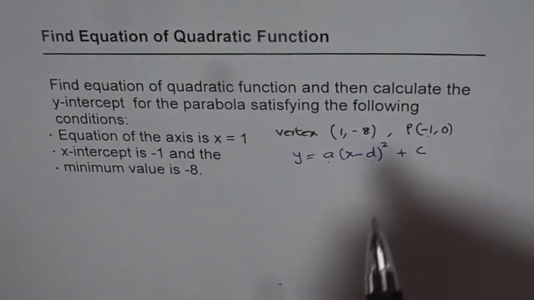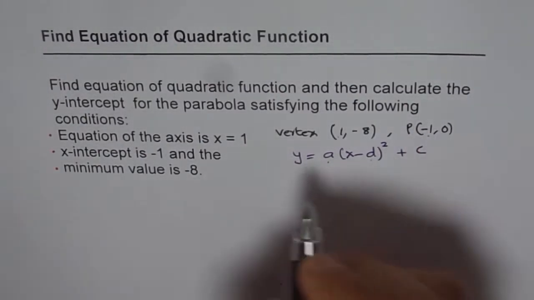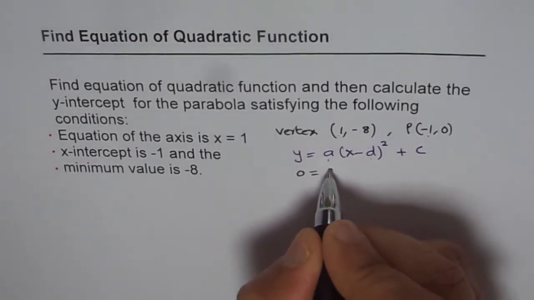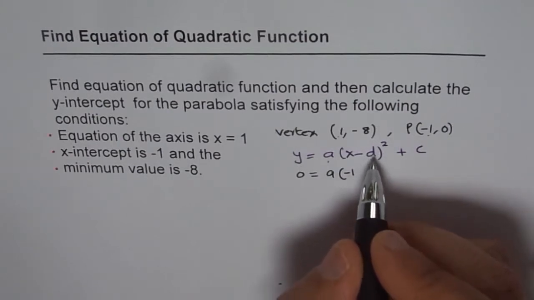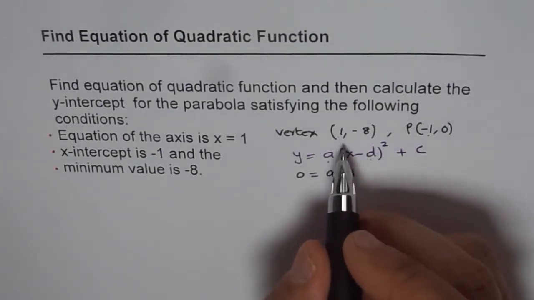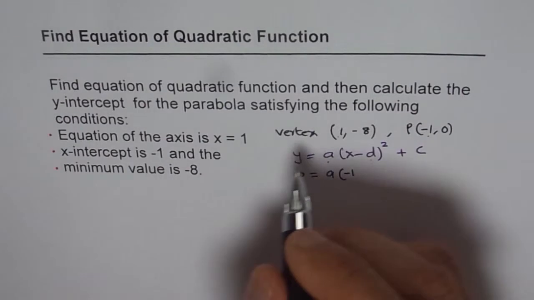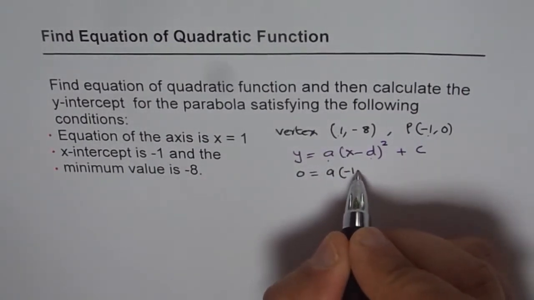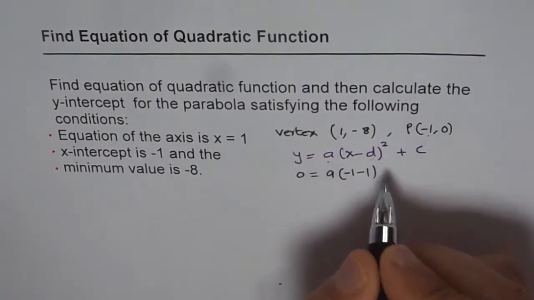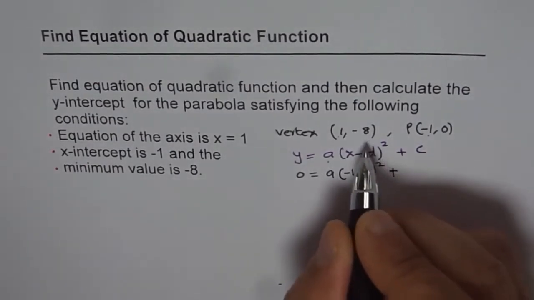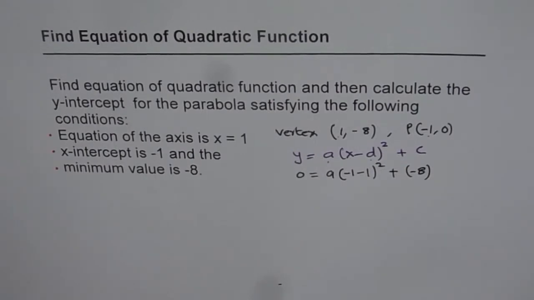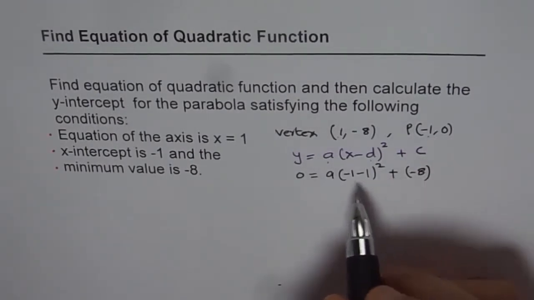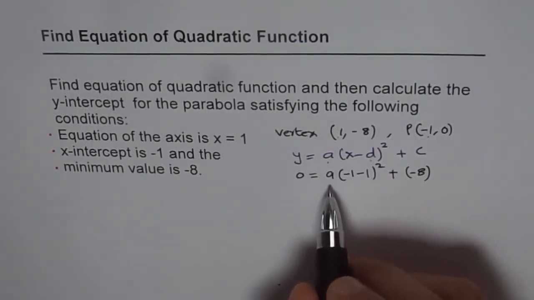Right? So y for us is 0. a we need to find. x is minus 1. d is the point value of 1. So which is minus 1, minus d square, plus c is minus 8. So that gives us all the values in the equation with one unknown, which is a. So we can now calculate the value of a.